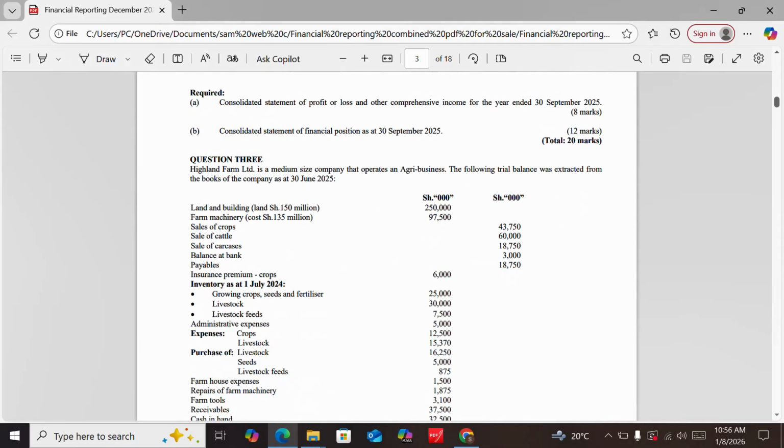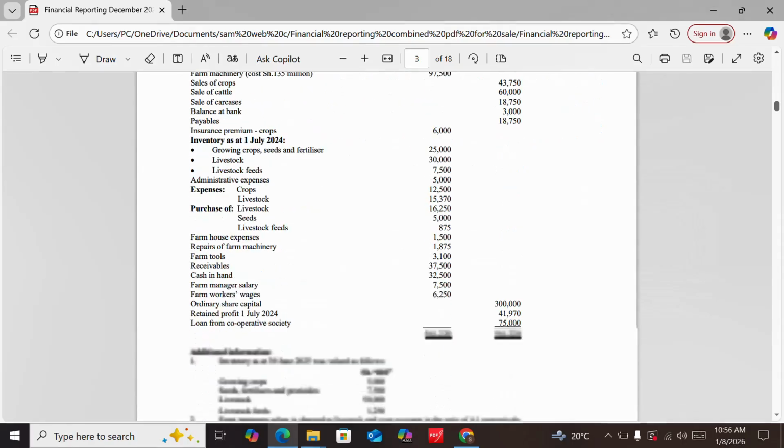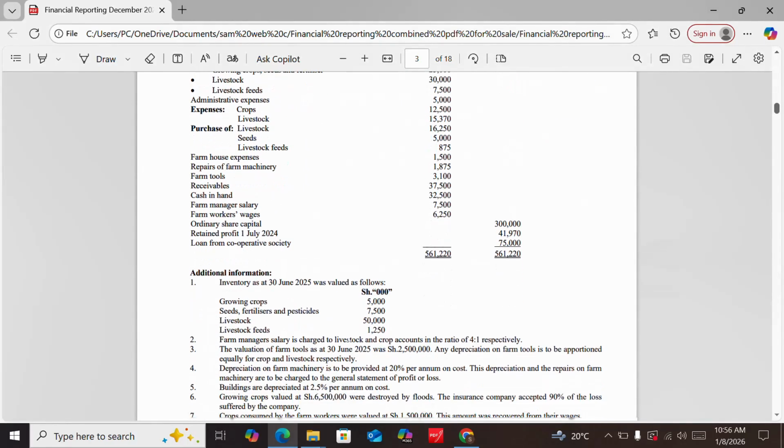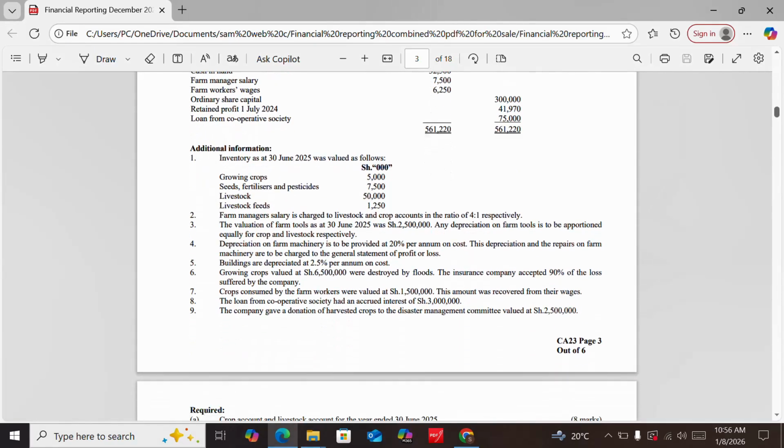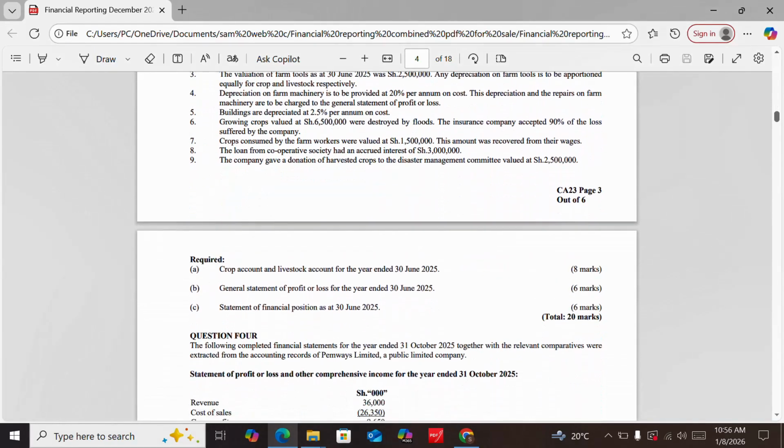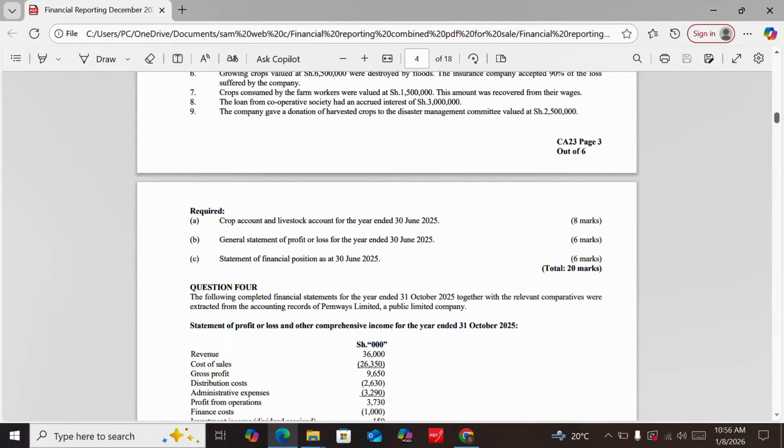and B, consolidated statement of financial position as at 30th September 2025. Question 3 was a question on financials of an agricultural business, which required the student to prepare, that is part A, crop account and livestock account for the year ended 30th June 2025, general statement of profit or loss for the year ended 30th June 2025, and statement of financial position as at 30th June 2025.